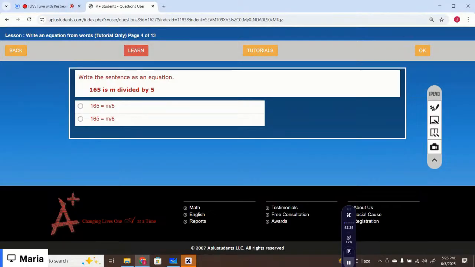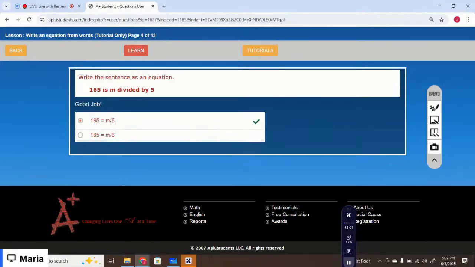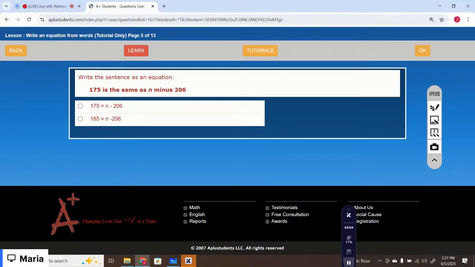Write the sentence as an equation. 165 is m divided by 5. Option number one is the correct option. That is 165 equals m divided by 5.